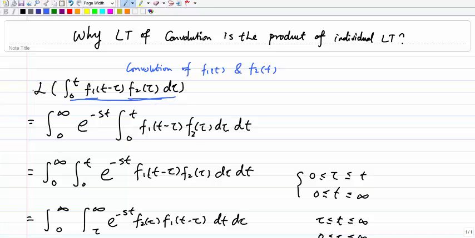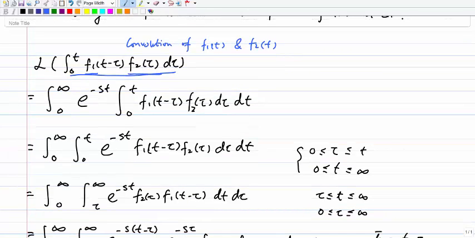Let's say I want to compute the Laplace transform of the convolution of two functions. Here we use the definition of the Laplace transform. So it's just integration from 0 to infinity of e to the minus st times whatever function we have, integrated over t, because that's the definition of the Laplace transform.